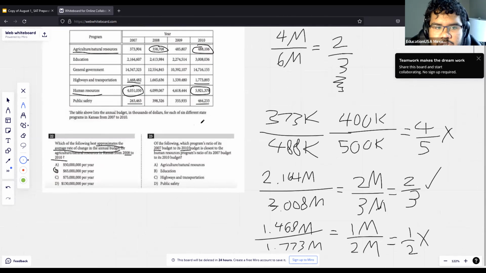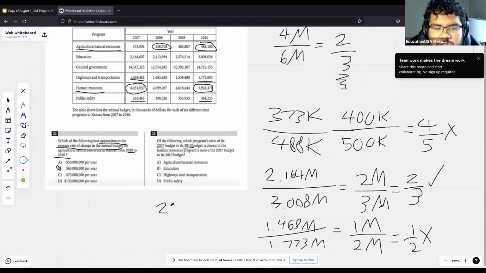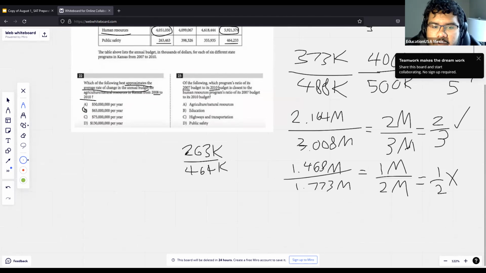These two values. So we get about 263K divided by 464K. You can do the rounding thing again by focusing on the highest digit, which is the 200,000 and the 400,000 here. Both of these can be rounded up, so you can simplify it down to something like 300K divided by 500K actually.